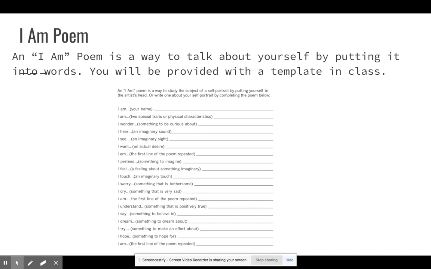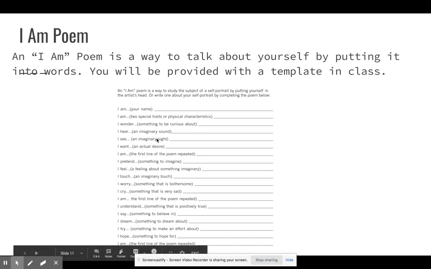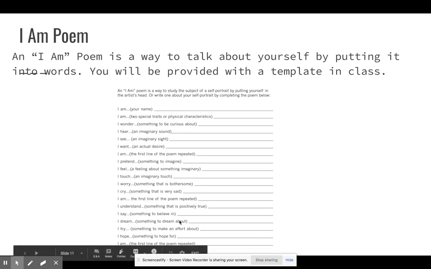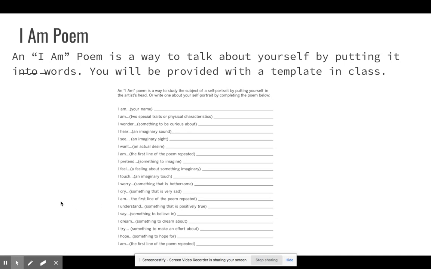I'm going to give you guys a template in class. So this is what it looks like. You're going to put I am, then you'll put your name, and you will just go through the rest of the poem, filling in the blanks. And then afterwards, when you read it, when everything is done, it's just a great tribute to yourself. And I think having that self-love and writing a poem like this and having that self-care is a really great way for us to see ourselves for who we truly are.